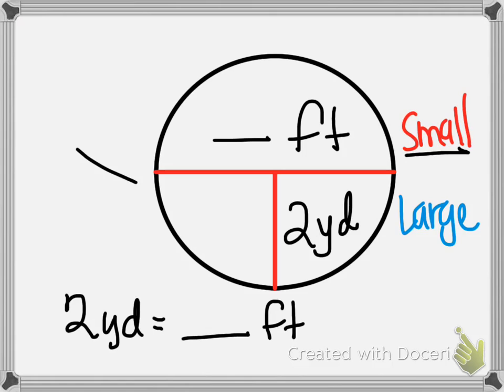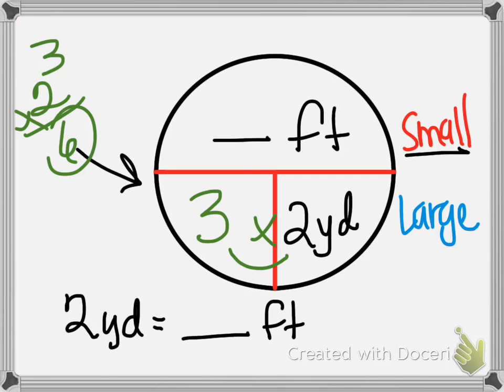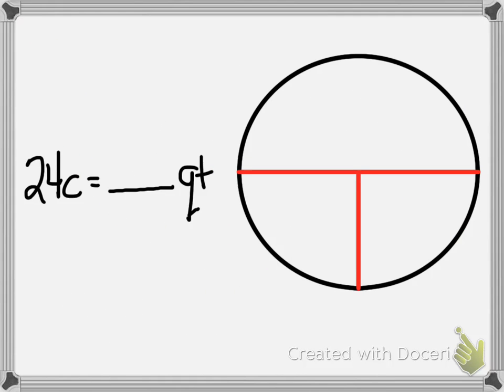I talked about our extra, which is going to be our constant. So if I know that there are 3 feet to every 1 yard, well, that's our constant. Now I see these two are side by side, so I'm going to have to multiply. And when I get 3 times 2, I'm going to get a 6, which actually becomes 6 feet equals 2 yards.